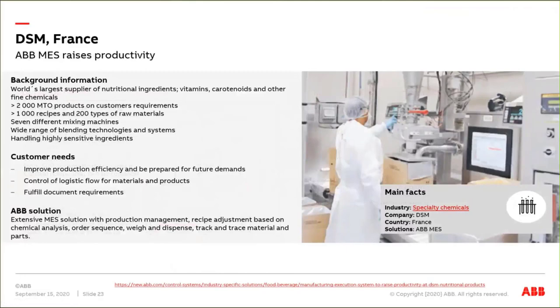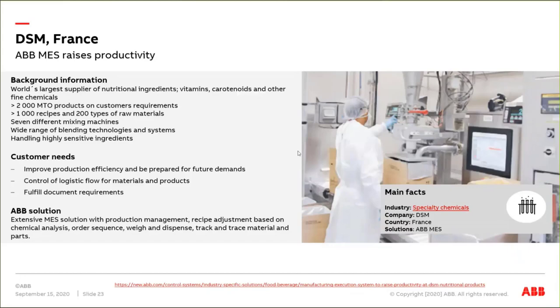With this second case, we're presenting a fine chemical, specialty chemical plant, because DSM is a Dutch-based company specialized in global life science and material science products. It's a leading supplier for specific high performance materials for automotive, electrical, electronics, but also biomedical materials and nutraceutical and food and personal care products. In this specific plant, which is the world's largest plant for nutritional ingredients, such as vitamins, carotenoids, omegas, food enzymes, and other fine chemicals for food. It's based in France. And they handle over 2,000 made-to-order products according to customer-specific requirements.